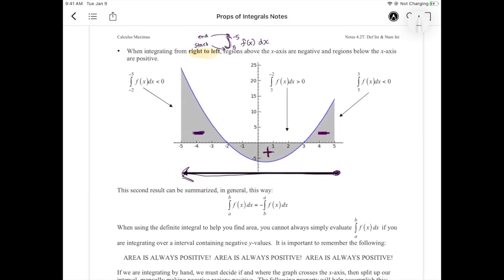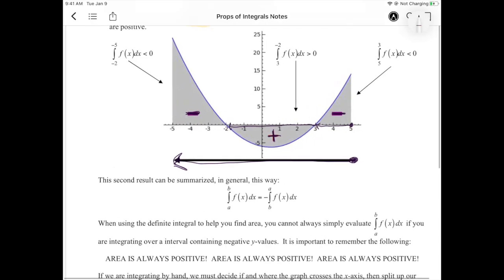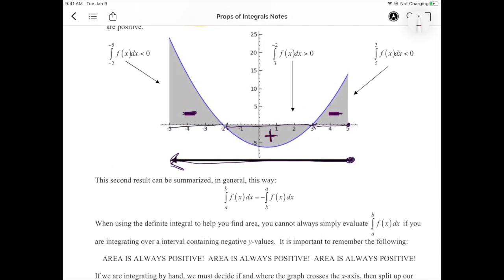So if we have an integral that goes from right to left instead, all of our positives and negatives get switched. So if I start here and go this way, even though it's above the x-axis, since we're going backwards, it becomes negative. And then I continue this way, even though this integral is below the x-axis, because I'm going backwards, it becomes positive. And then same thing with this last one. Since I'm going backwards, even though this is above the x-axis, it becomes positive.